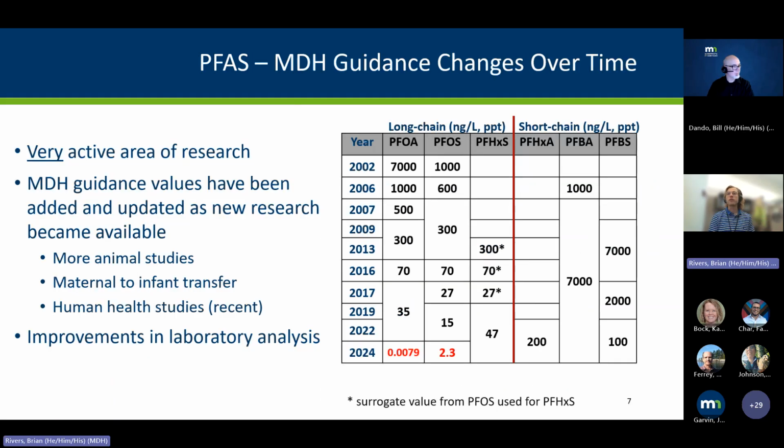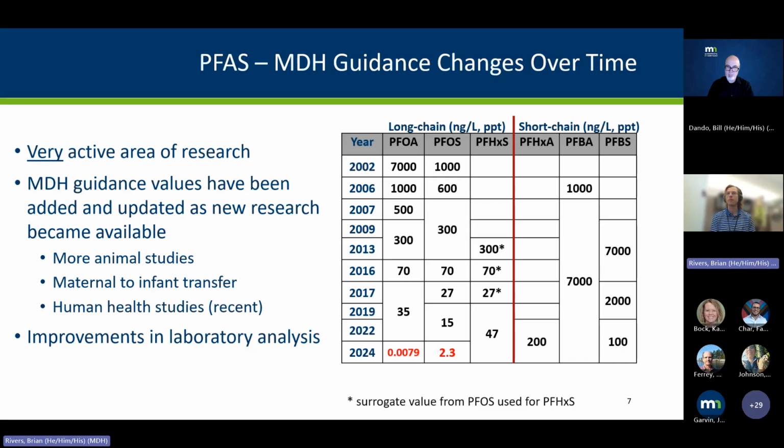So again, since we discovered PFAS in the state of Minnesota, MDH has developed these health-based guidance values for PFAS in drinking water. And as you can see, over time, those values have dropped precipitously. And that is because, as time passes, as we know more, as more research comes out, we can estimate the impacts on the human body and what a more appropriate concentration or exposure should be for humans.